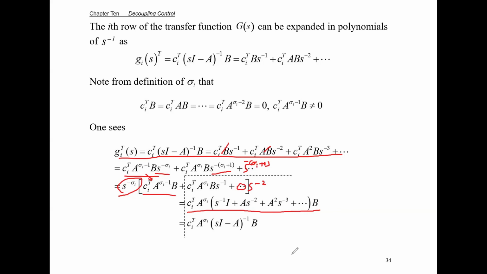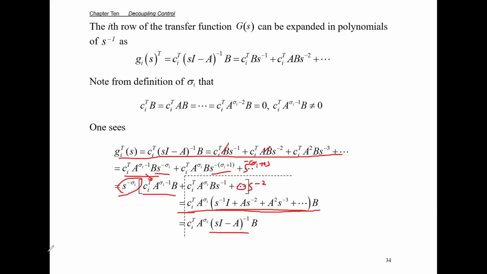But up to here, is that clear? Any questions on the derivation here? But finally, if you look at this summation of those infinite number of terms, that actually corresponds to the inverse of SI minus A. Okay, any questions? This will be the key equation to understand the decoupling.